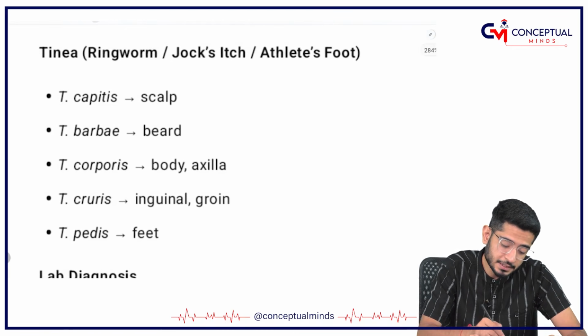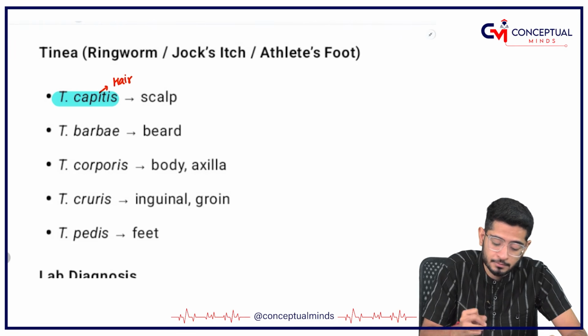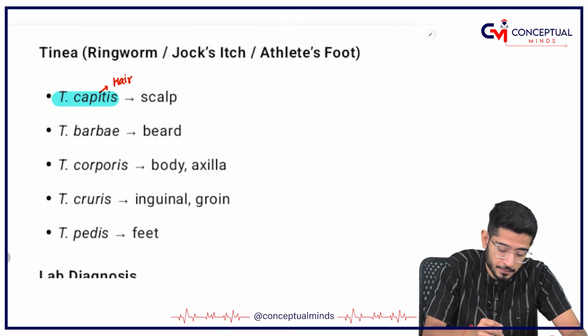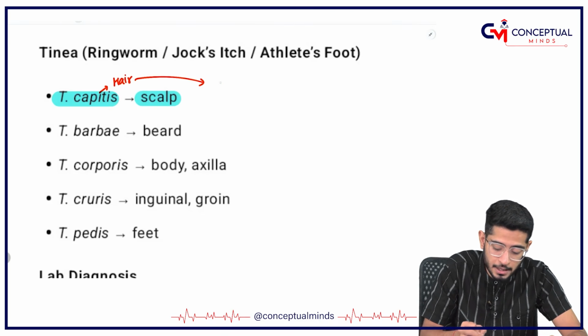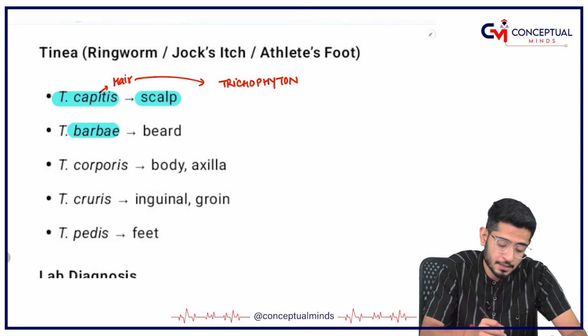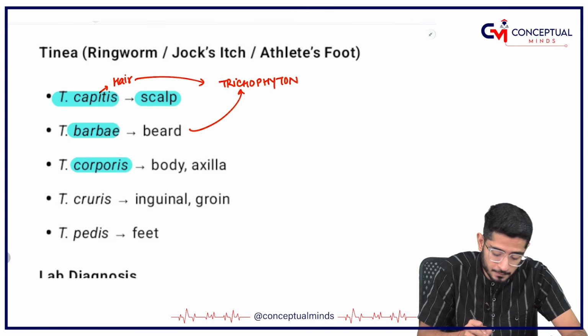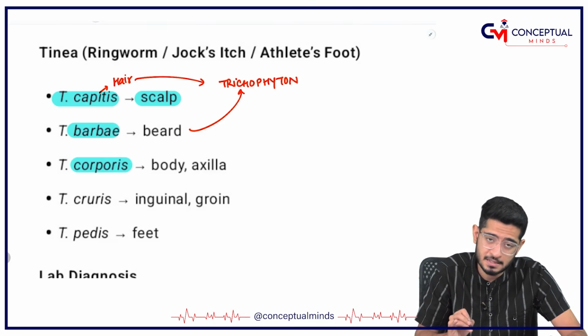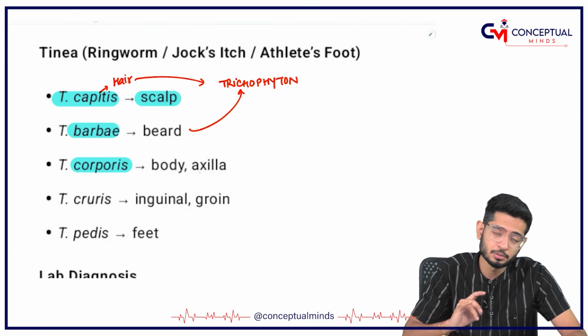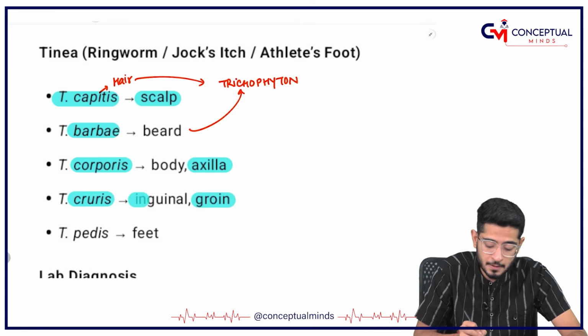See here, the tinea are of different types, like Tinea capitis, the one which involves the hair, because capitis means scalp, okay? So that's related to hair. Hair means tricho, so which fungus is going to be responsible? Trichophyton. Tinea barbae means beard, again Trichophyton, okay? Tinea corporis is a disease that involves the body, the axilla in particular. Tinea cruris involves your groin region, the inguinal region. Tinea pedis involves your feet.